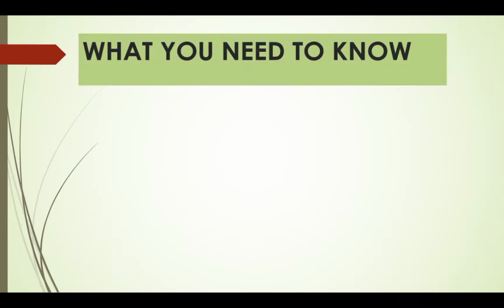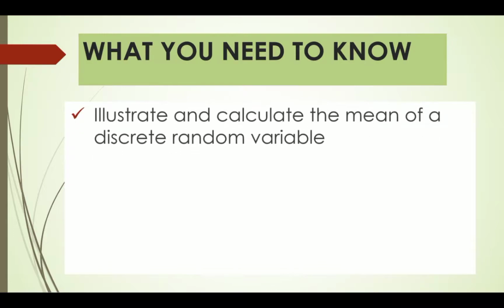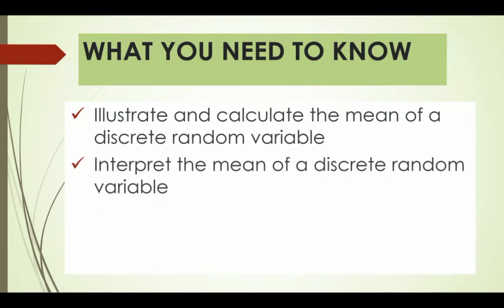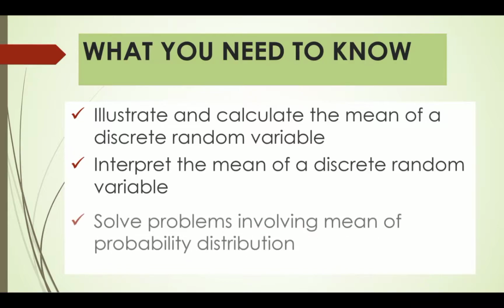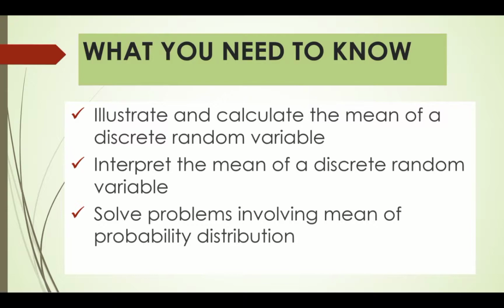What you need to know. We have three objectives for this lesson. First, we have to illustrate and calculate the mean of a discrete random variable. Second, interpret the mean of a discrete random variable. Then, solve the problems involving mean of probability distributions.